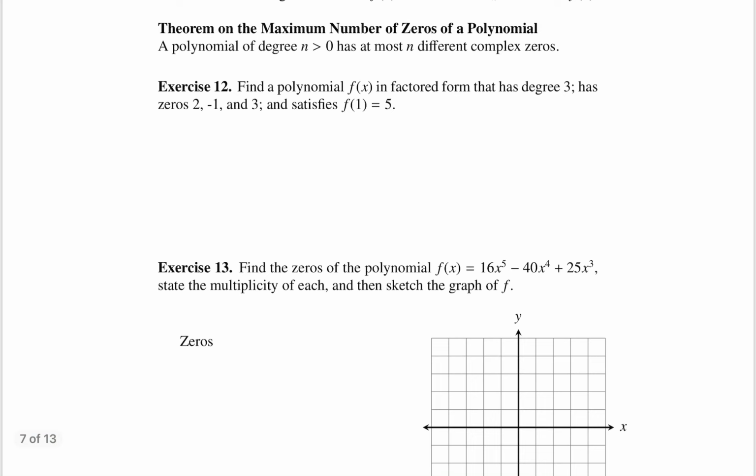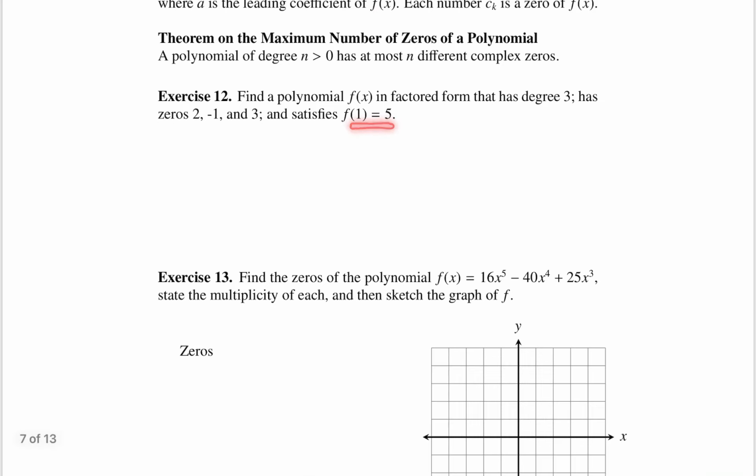So let's look at the first example. Find a polynomial f of x in factored form that has degree 3. So at most, there will be 3 zeros. All right, and they give them to us. It's 2, -1, and 3. And then they give you a condition that needs to be satisfied.